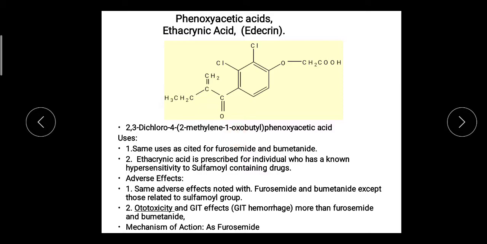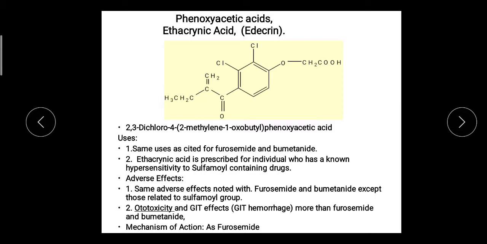So the total is 2-methylene-1-oxobutyl, a 4-carbon butyl group, attached to the fourth position of phenoxyacetic acid. So finally the chemical name is 2,3-dichloro-4-(2-methylene-1-oxobutyl)phenoxyacetic acid.